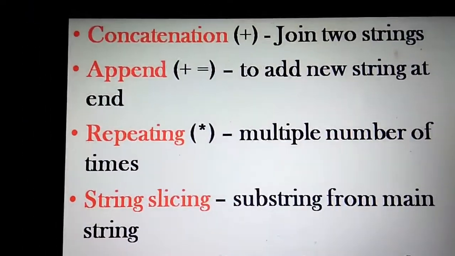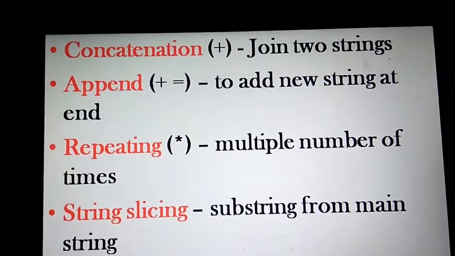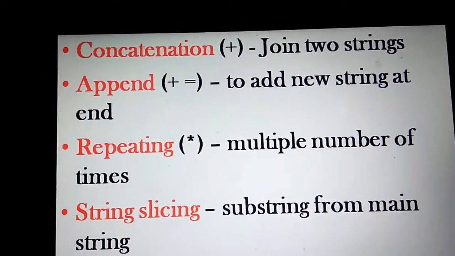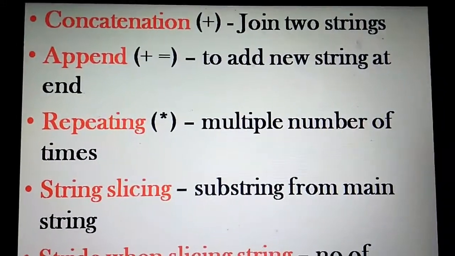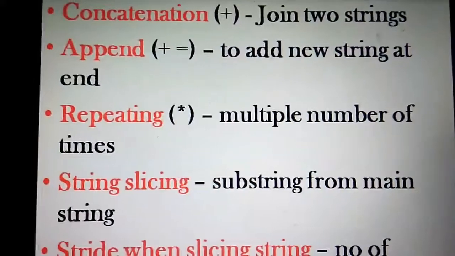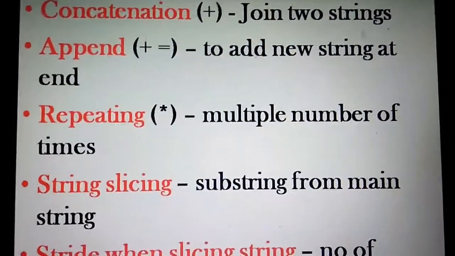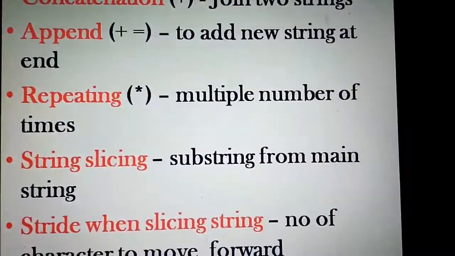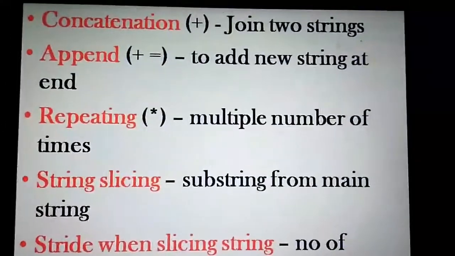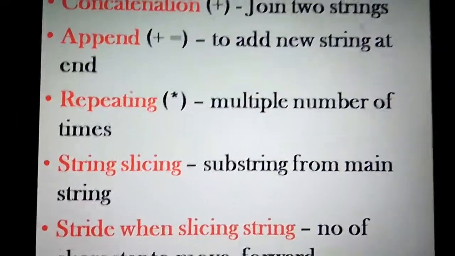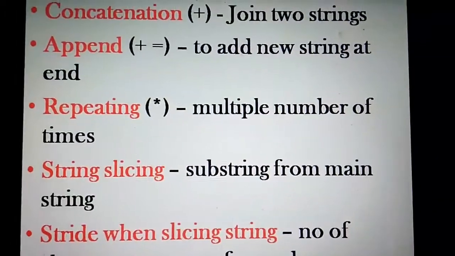In Python, the following operators are used for string operations. We use these operators to manipulate the string. This is called an operator. I can have many operators, like plus, equal to and star. All these are operators. And what is the purpose of using these operators in a string? Let me explain that first.